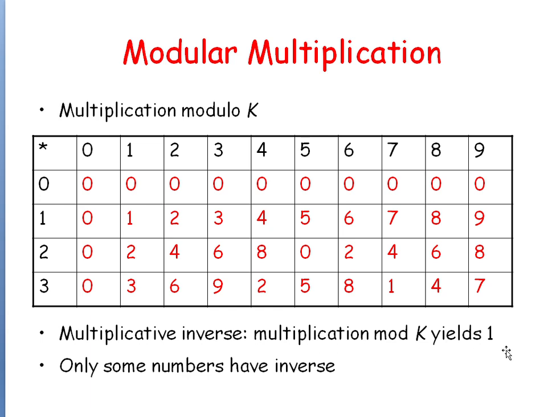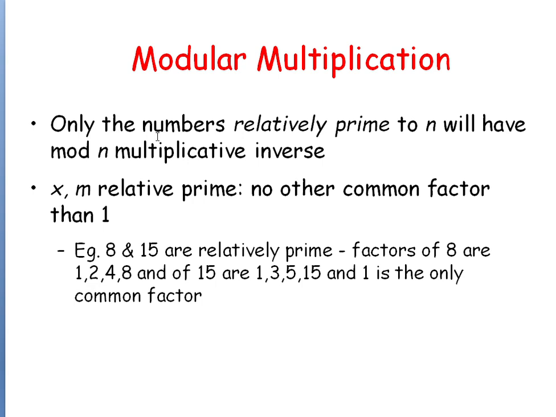Multiplicative inverse: multiplication mod k yields 1. Only some numbers have an inverse; some numbers may not. In modular multiplication, only a number relatively prime to n will have a mod n multiplicative inverse. Example: 8 and 15 are relatively prime. Factors of 8 are 1, 2, 4, 8, and of 15 are 1, 3, 5, 15, and 1 is the only common factor.